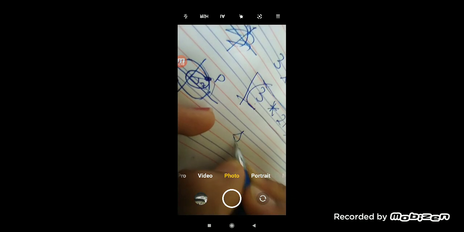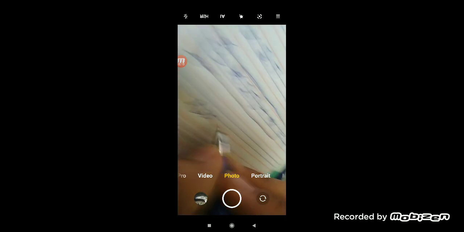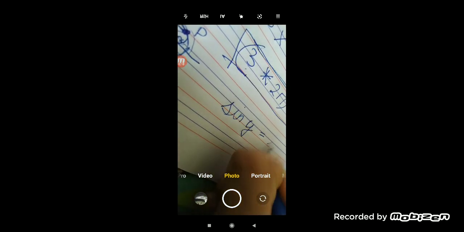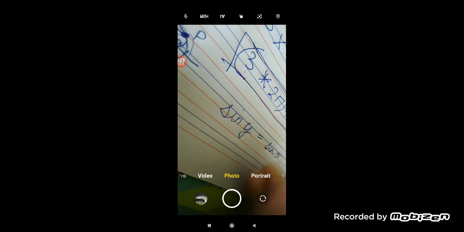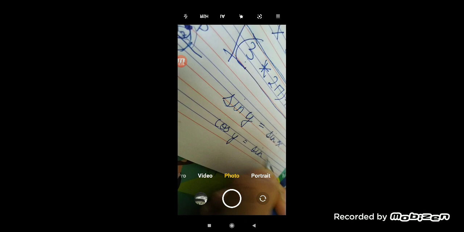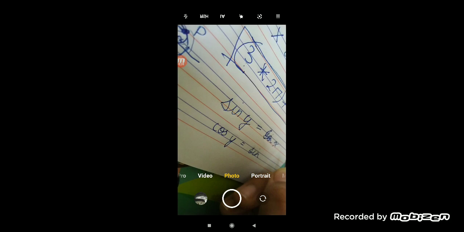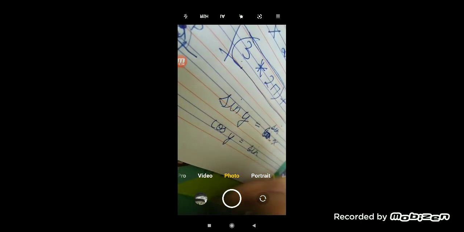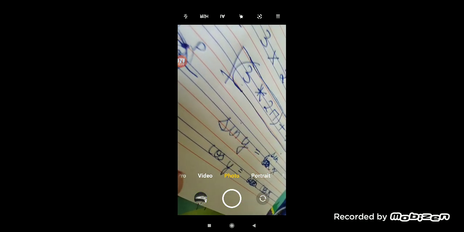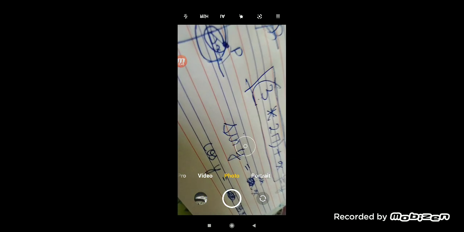So sine, and then let's call it y, right? Sine y will be equal to sine x, and cos y will be equal to cos x. Yes, sine y equals sine x, cos y equals cos x. Why is that? Let's find out, right?